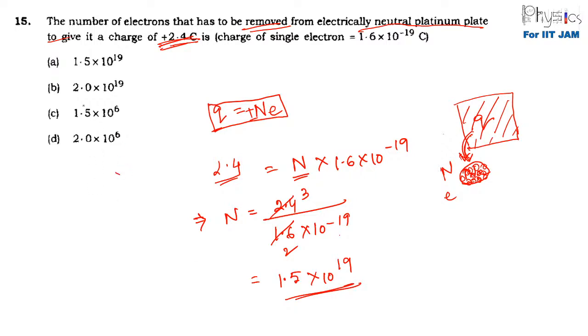That is option A, 1.5 into 10 to the power 19. This is our correct answer. Yes, our correct answer is option A. So Malaya and Shagoto, your answers are correct. It is option A, 1.5 into 10 to the power 19.